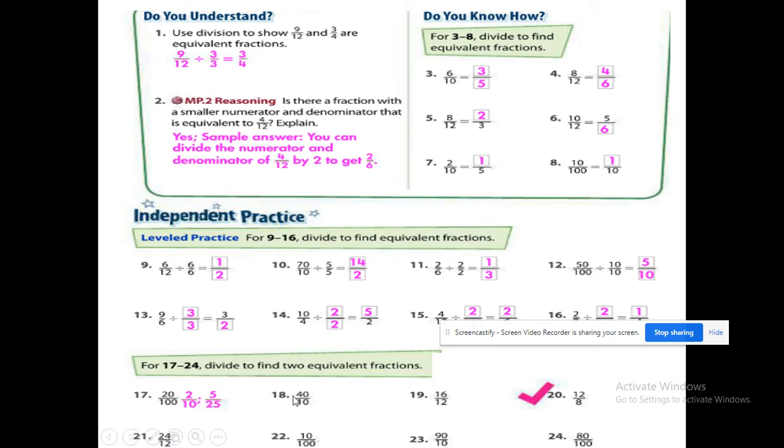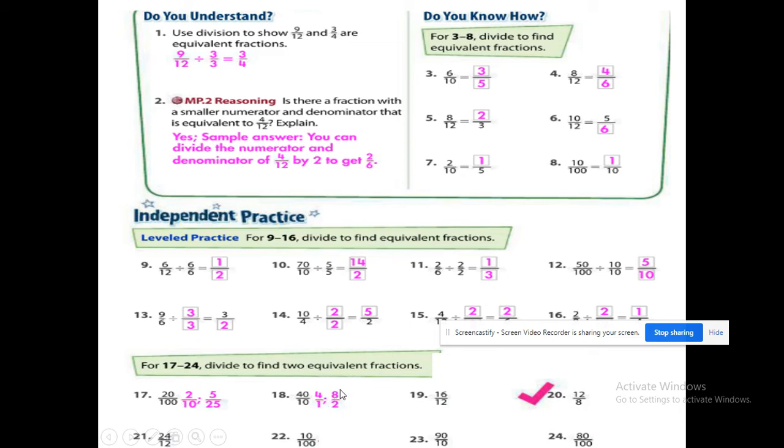Number 18, 40 over 10. If I divide the 40 by 10, I can get 4. And also the 10, if I divide it by 10, I can get 1. So the first time I divide the numerator by 10 and I got 4, and also I divide the denominator by 10 and I got 1. So this is an equivalent fraction. But he's asking me to bring two equivalent fractions.